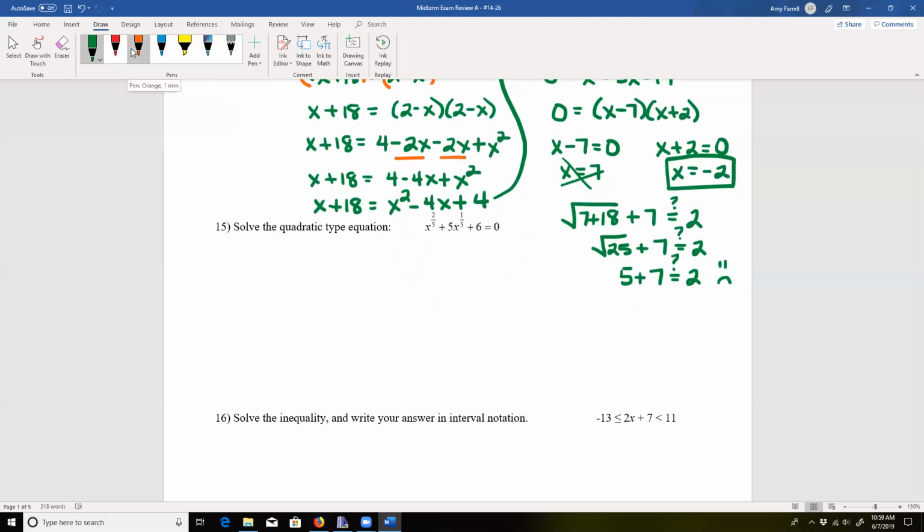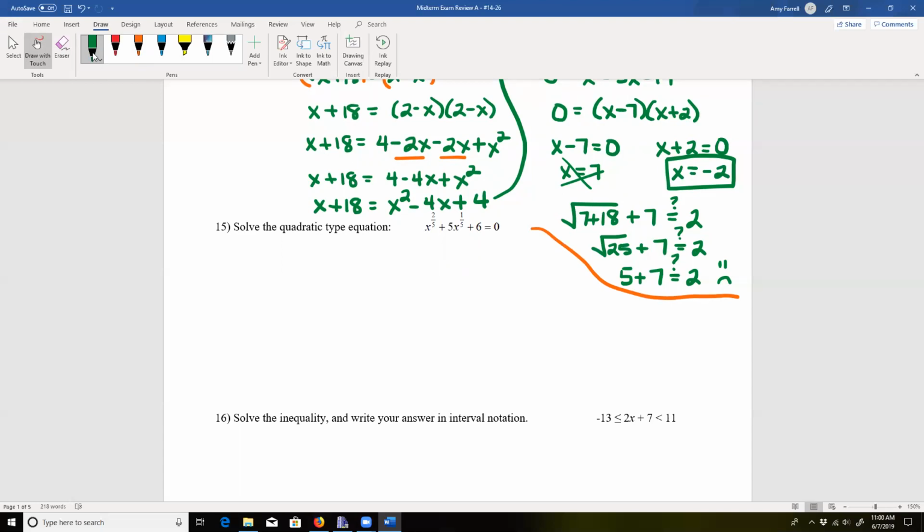All right, let's see here. Number 15. Sorry, I'm kind of creeping down into number 15 here. Number 15, they do tell us it's a quadratic type equation, so that's a little hint there. Sometimes I've heard another instructor call these quadratics in disguise because they're not quadratics, but we can use substitution to make them quadratic.